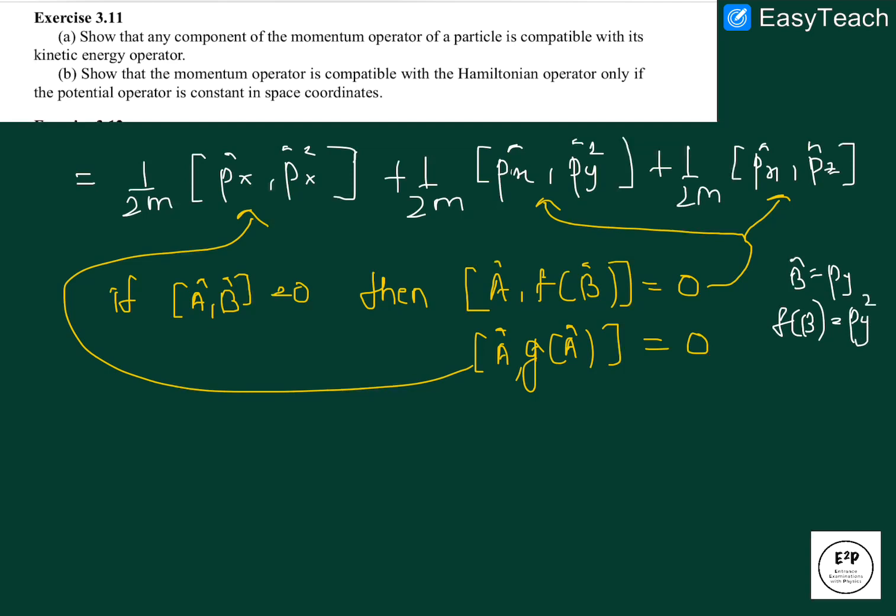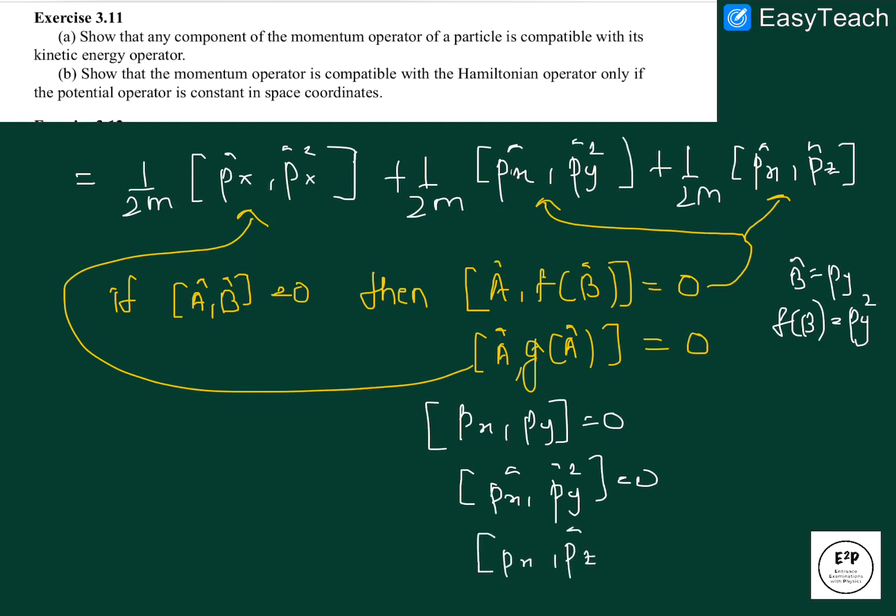So now referring to equation 2.323, we can see that px and py commute to 0. So we can say that px and py square commute. Similarly, we can say that for px and pz square. So finally, we can reduce these two terms to 0.